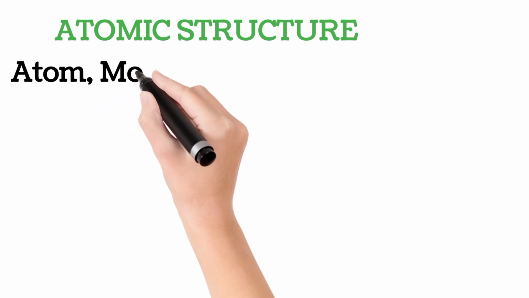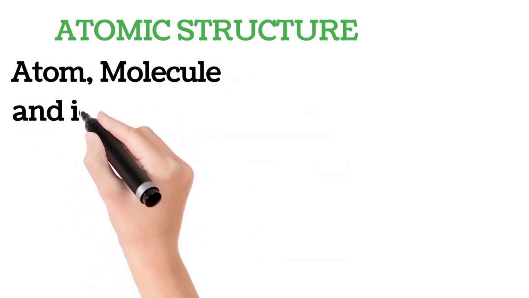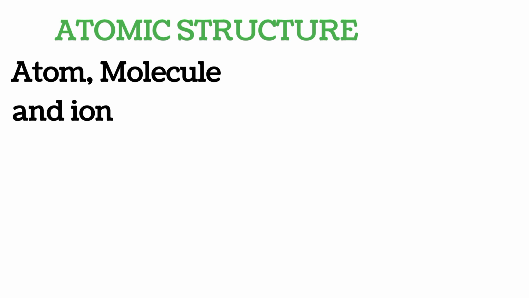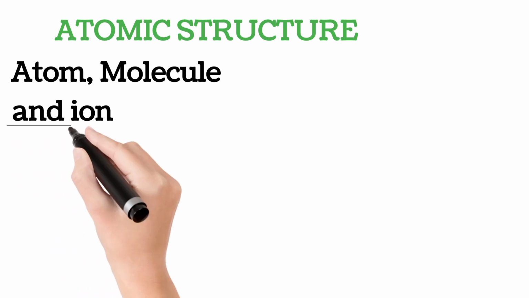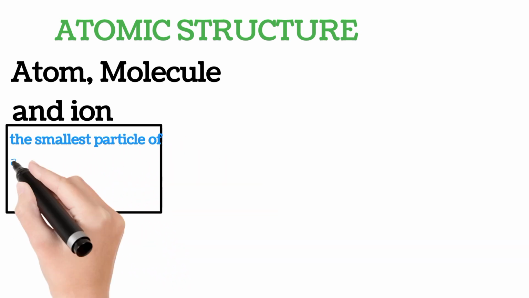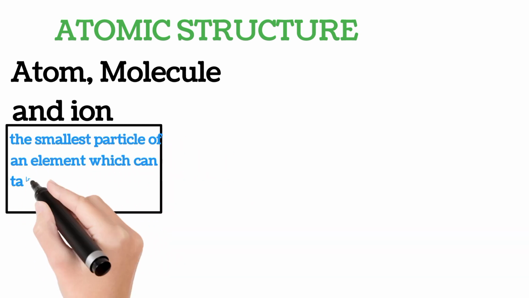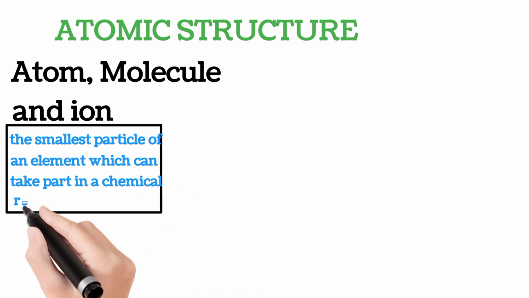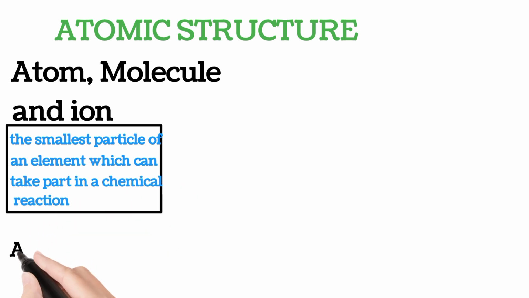In today's lesson, we'll be looking at atomic structure, how the atom is arranged. Now we know that matter is made up of three subparticles: atom, molecules, and ion. Now, let's look at what an atom is. What is an atom? An atom is the smallest particle of an element which can take part in a chemical reaction.